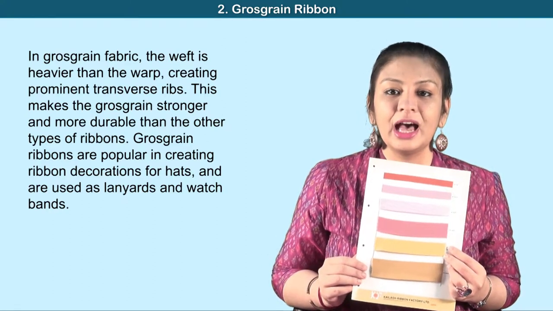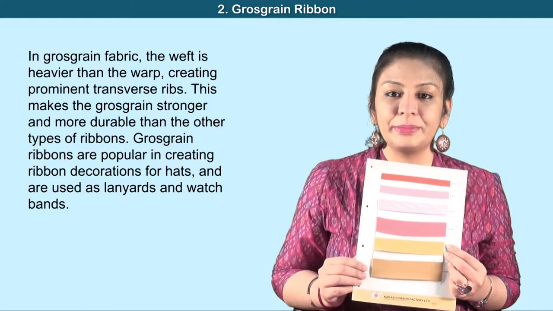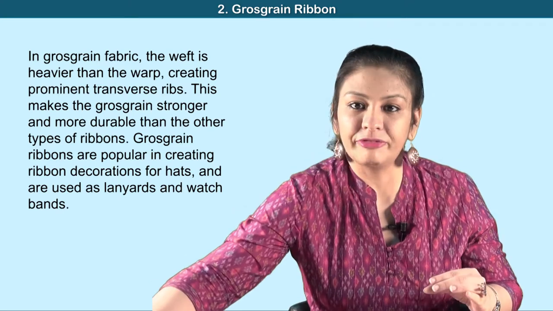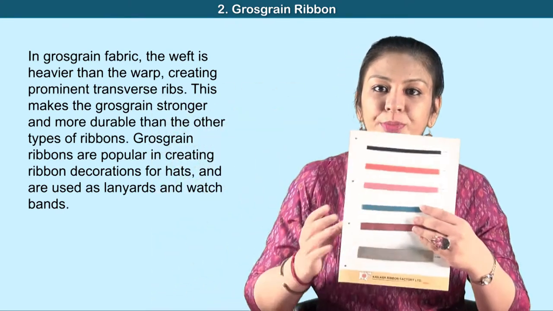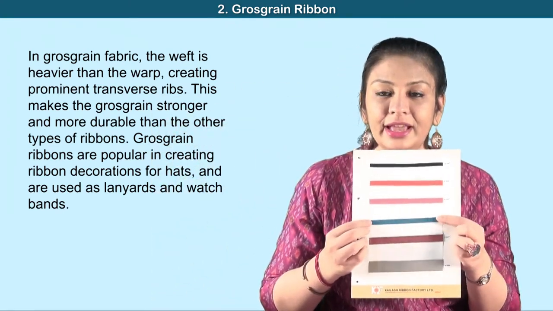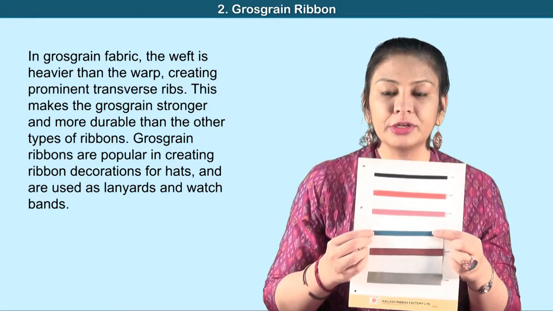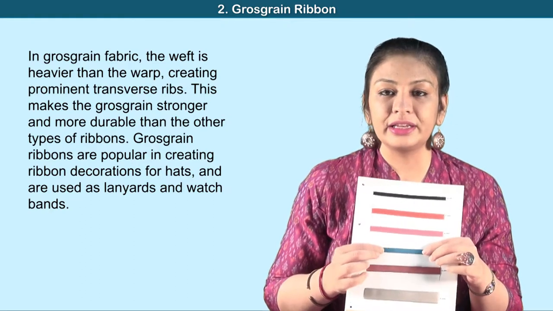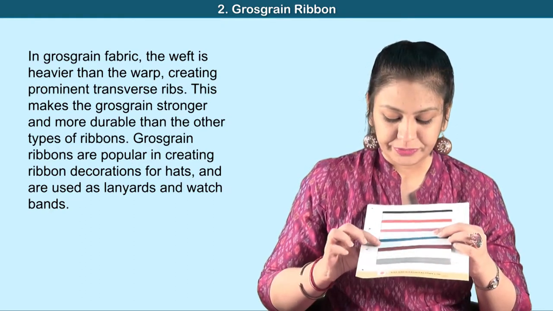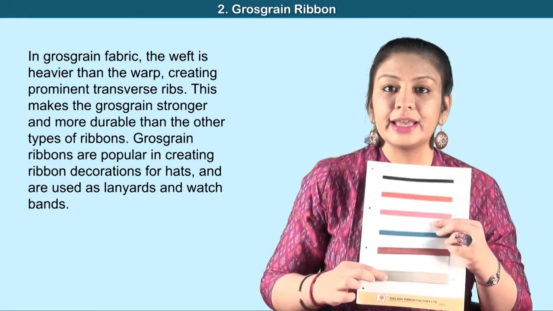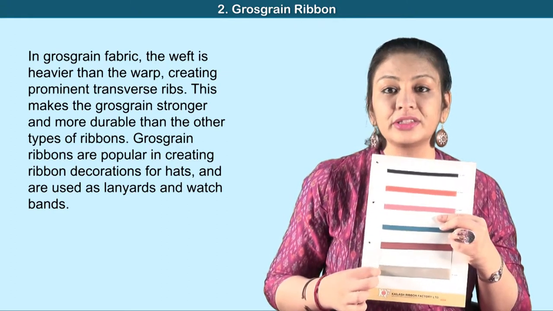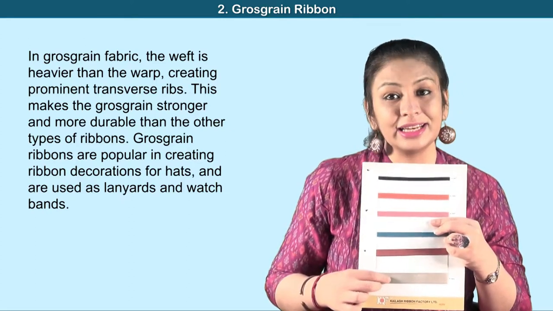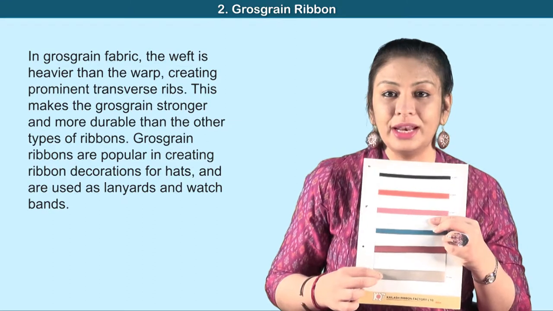Gross grain ribbons are popular in creating ribbon decorations for hats. They can also be found as lanyards and watch bands. You can see that gross grain ribbons are also available in a variety of sizes. They can also be created in different finishes. This, for instance, is a very shiny gross grain ribbon. Now, gross grain can be produced in silk, cotton, and as well as blends.